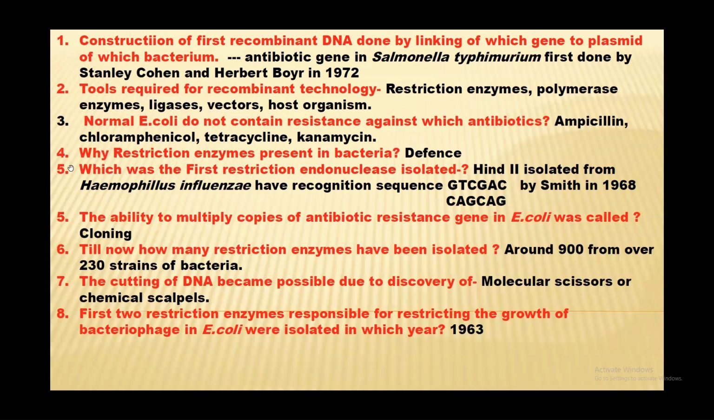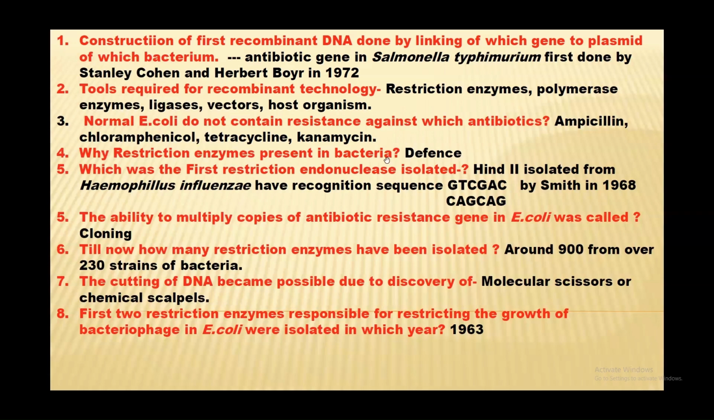See the next question. Fourth one, why is restriction enzyme present in bacteria? Each and every bacterial cell has at least one kind of restriction enzyme. It is used to protect themselves from the attack of bacteriophages. So here the answer is defense. It is used to protect themselves from the attack of bacterial viruses, which are otherwise called bacteriophages.